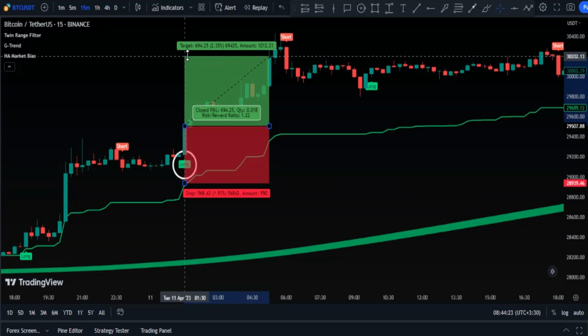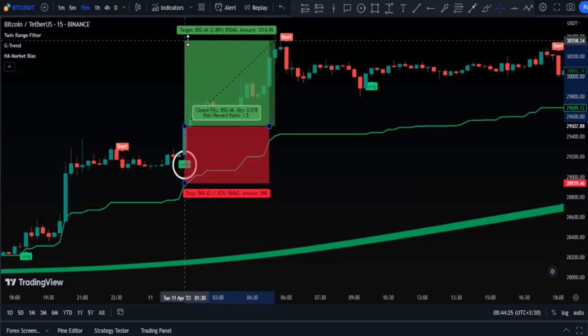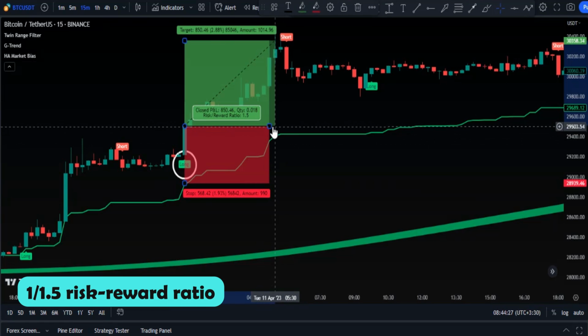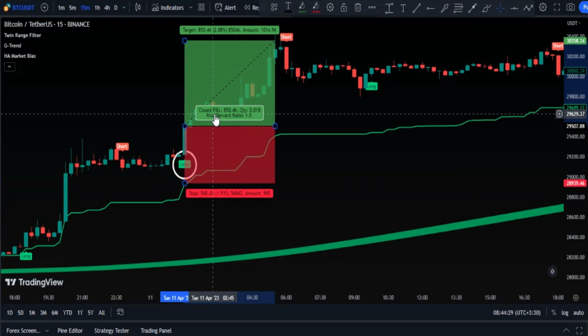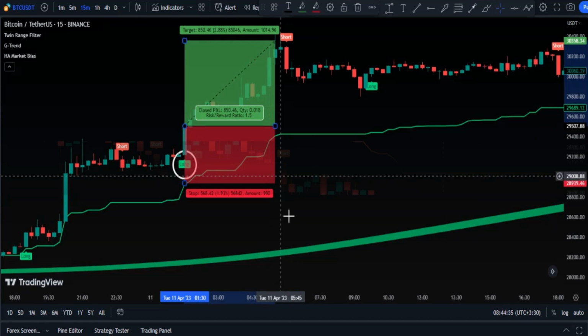And for exiting the trade, we could adjust our TP with a 1 to 1.5 risk-reward ratio. I could have gotten out of this long trade with a profit of 1 to 1.5 risk-reward ratio.